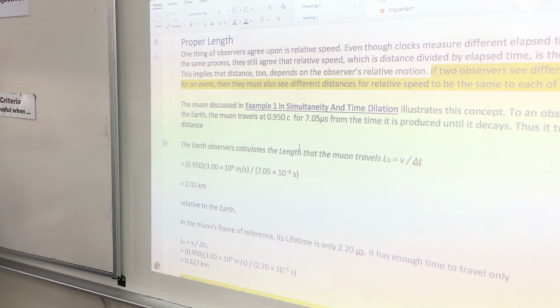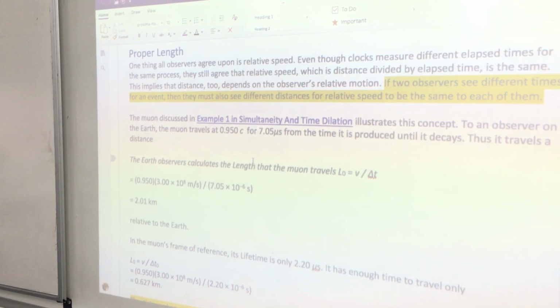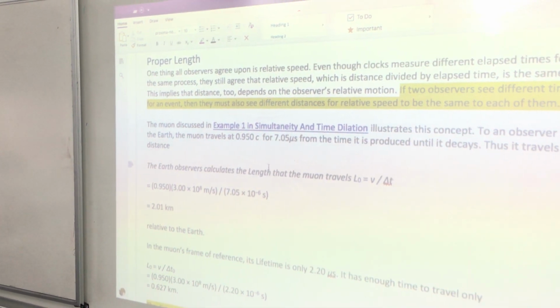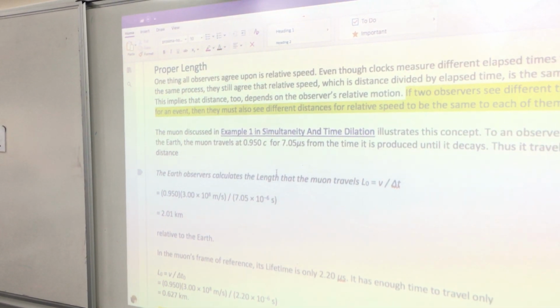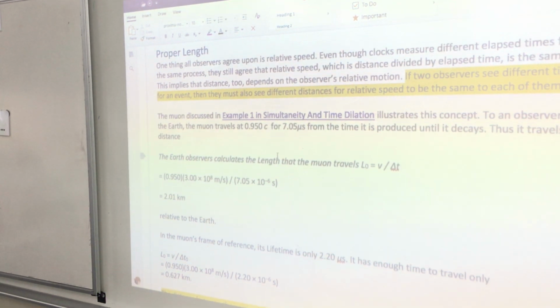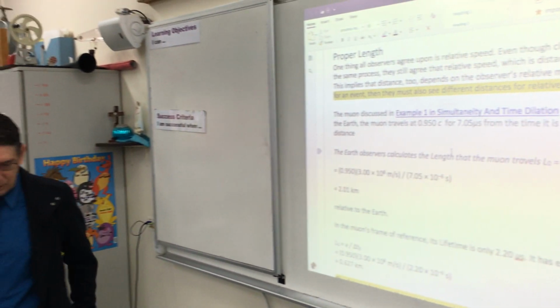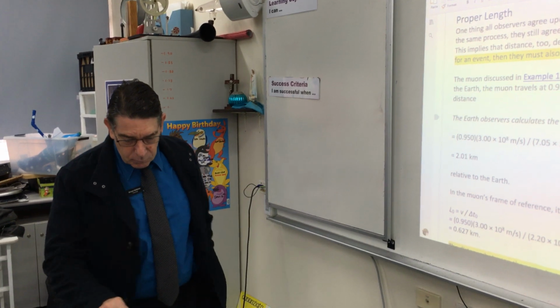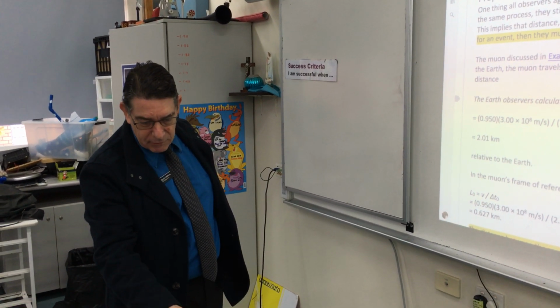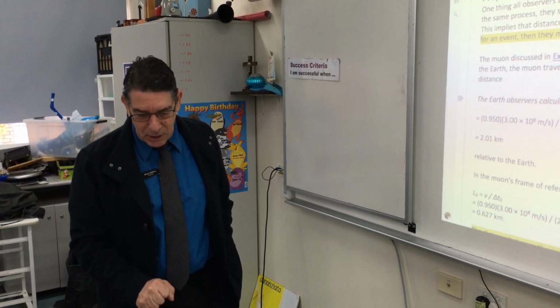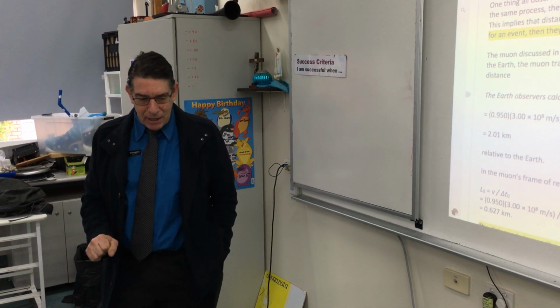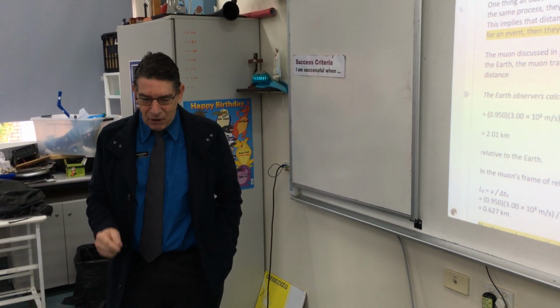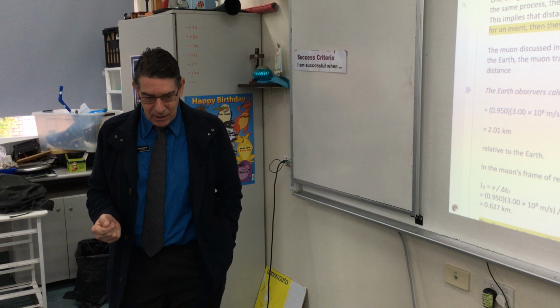So proper length. One thing that all observers agree on is relative speed. That's going to be our link today. We're going to come up with an equation where that is the comparison, the linking between those two things. And we say here that even though clocks are measuring different elapsed times for the same process, they still agree that relative speed, which is the distance divided by elapsed time, is the same.